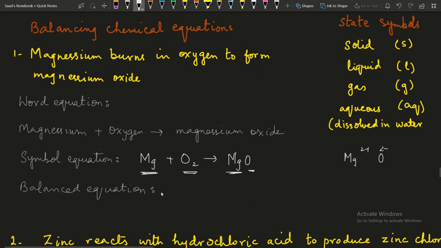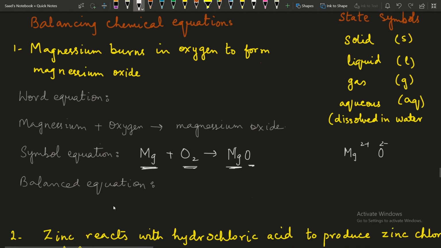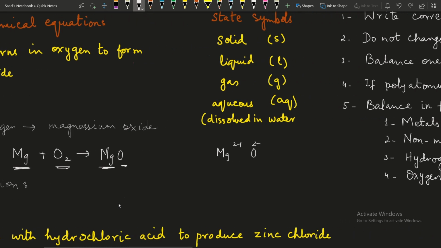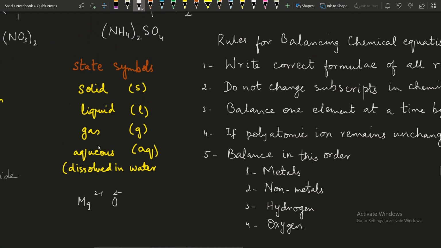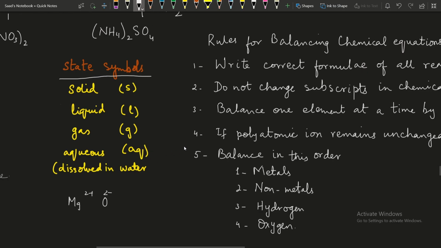Alright, so I have written a few rules for balancing as well. While writing a balanced equation, the most important thing is that we have to mention the state symbols as well. For anything that is present in solid state, we write a small s as a subscript. For liquid, we write l. For gas, we write g. And for aqueous or any solutions, we write aq.